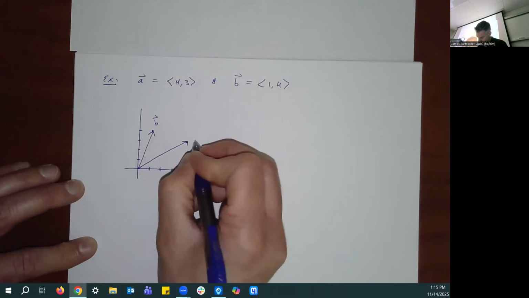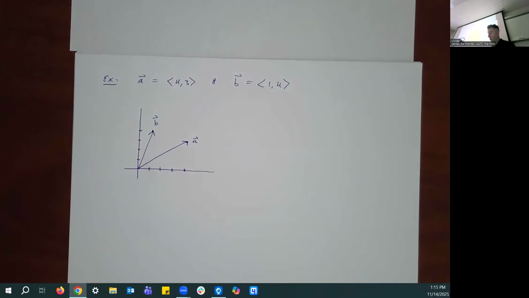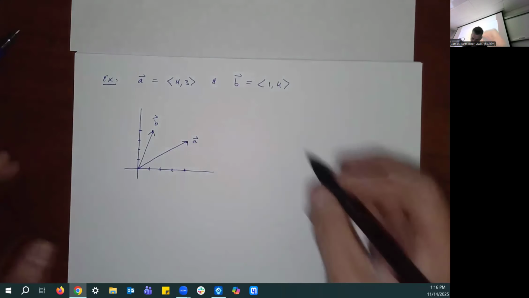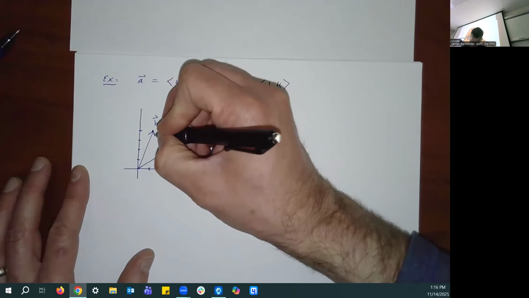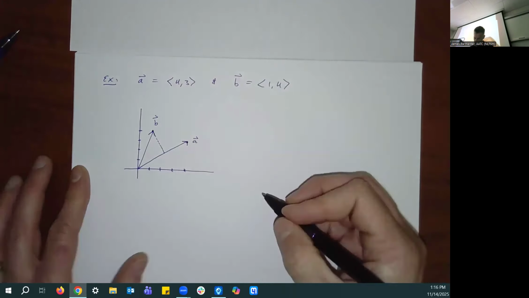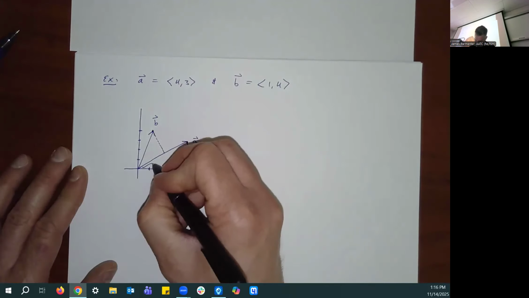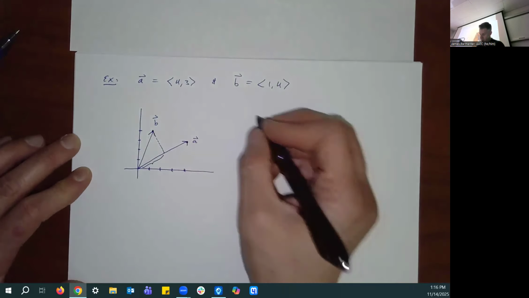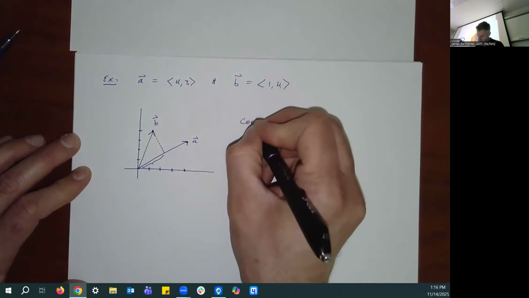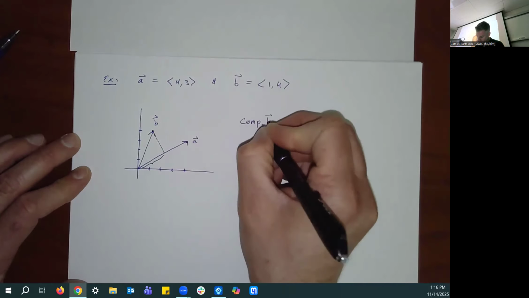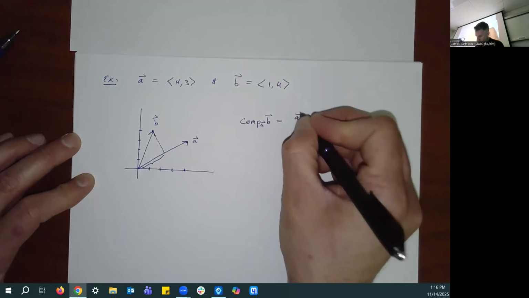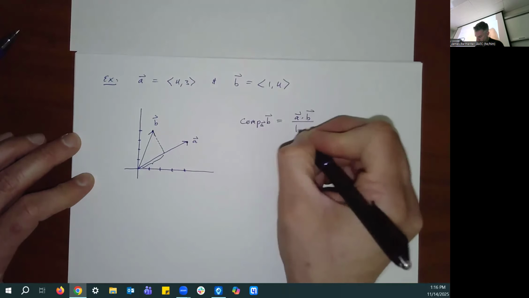There's our vector A. And we're going to project B onto A, meaning from B, we're going to drop a perpendicular onto A. So this length right here is what we're going to find first. That's the component of B onto A. So the component of B onto A is going to equal A dot B divided by the magnitude of A.